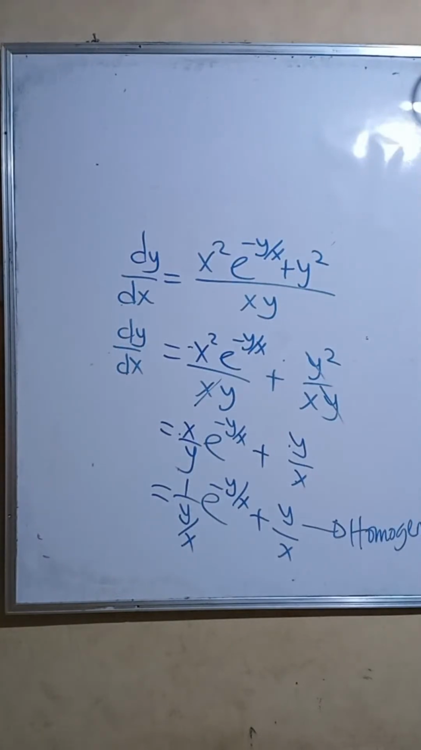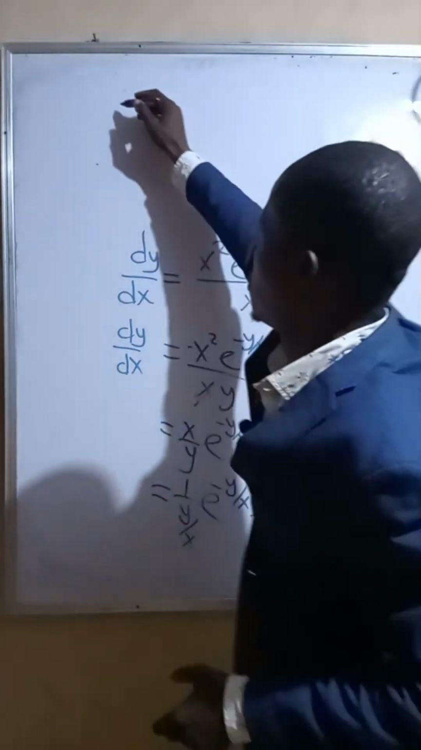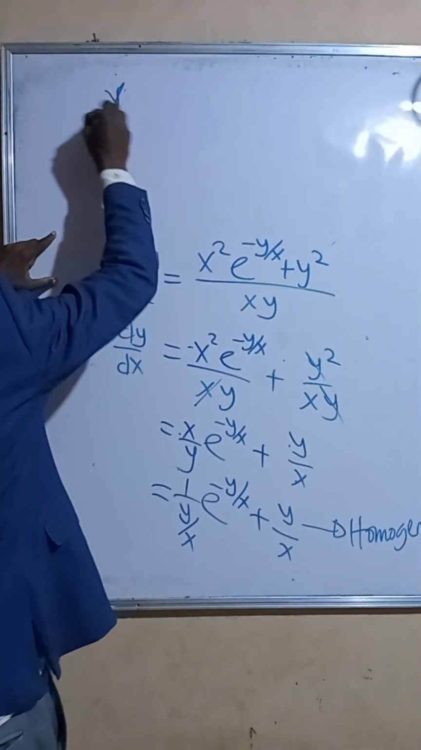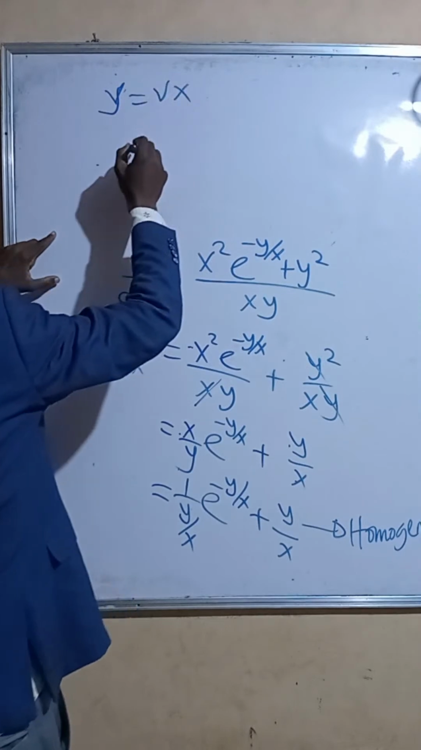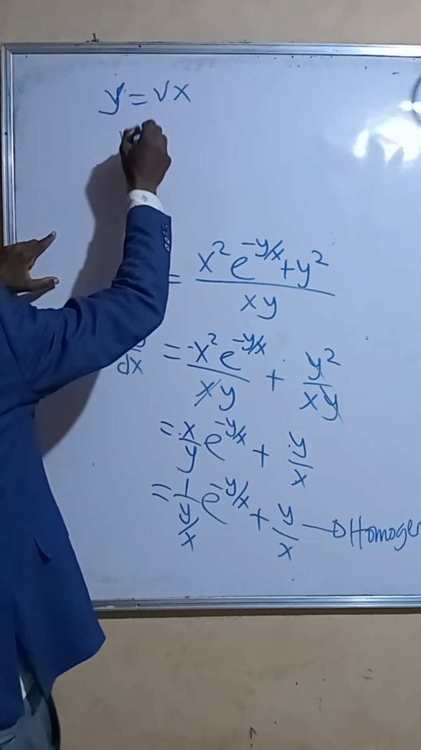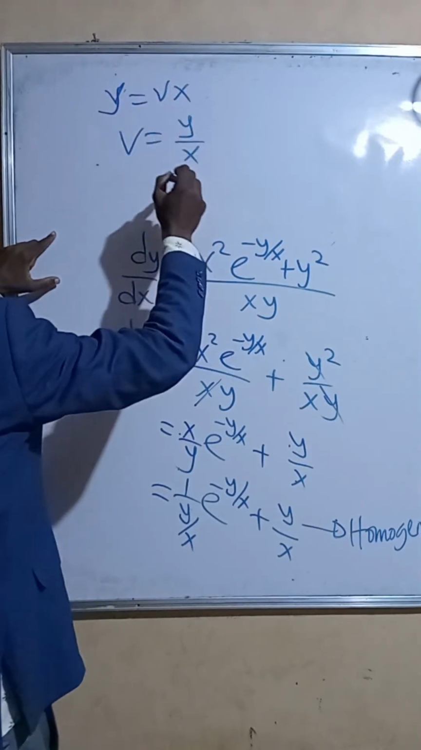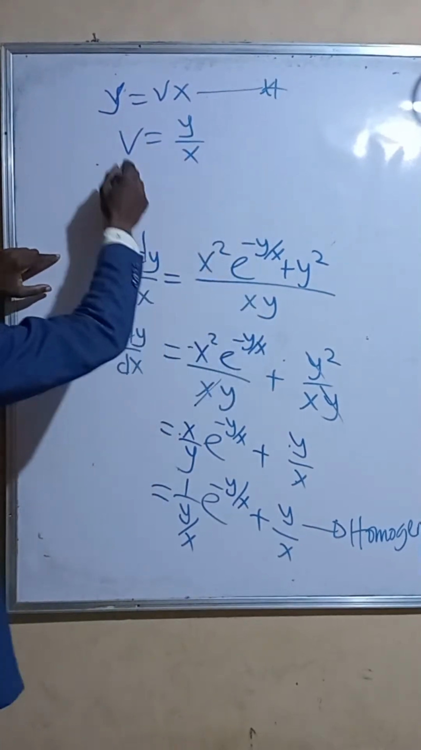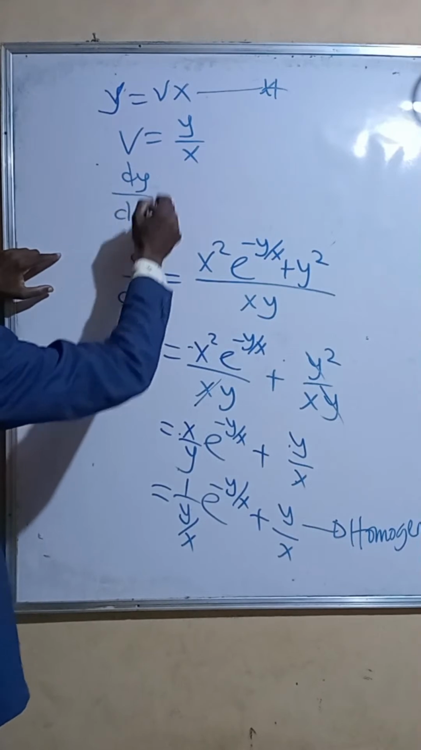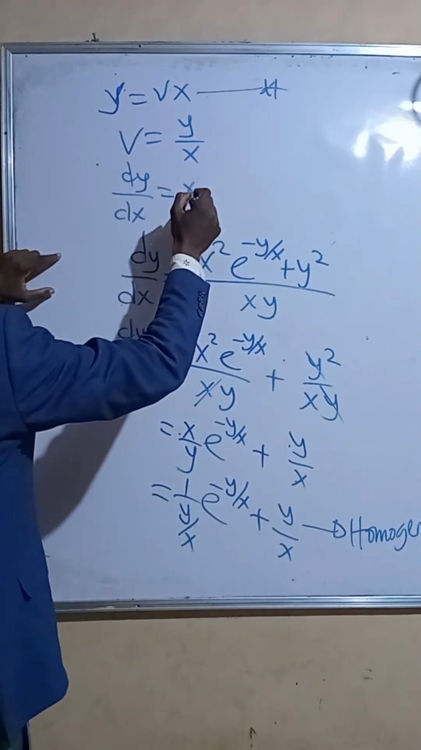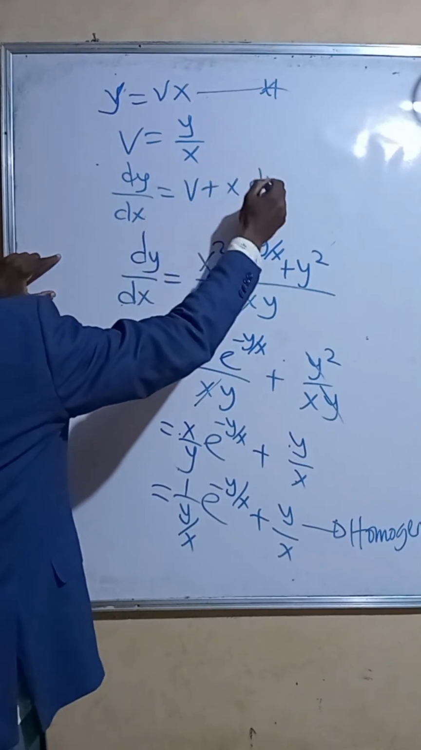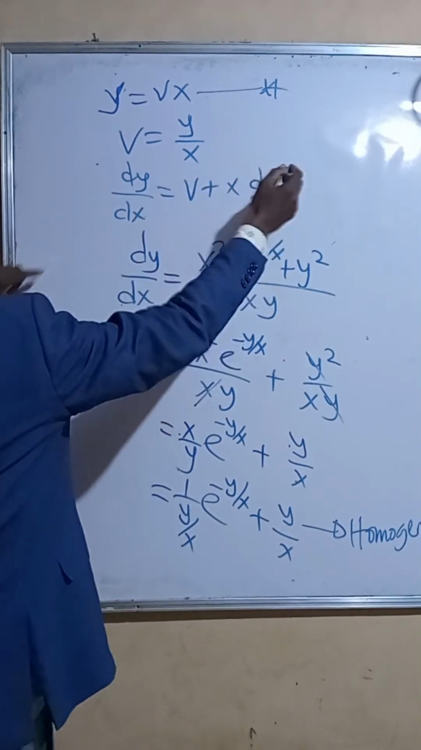Okay, let's make the substitution. Use your y is equal to vx, so v is equal to y over x. Can we differentiate this one? Let's differentiate this with respect to x. So dy/dx is equal to what? It is equal to v plus x dv/dx. I think I've explained this.